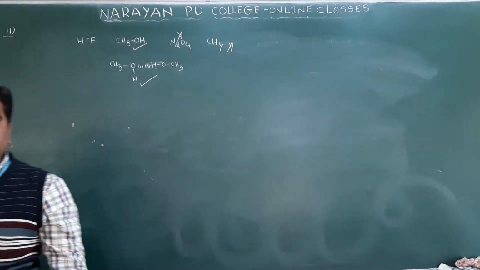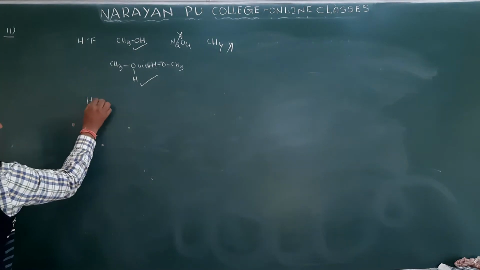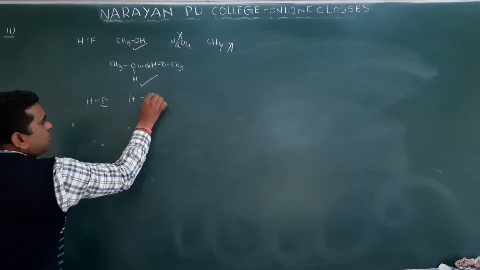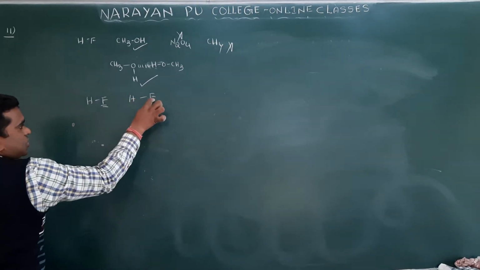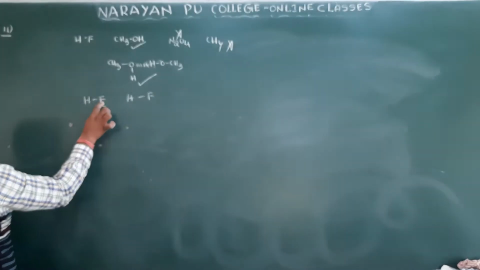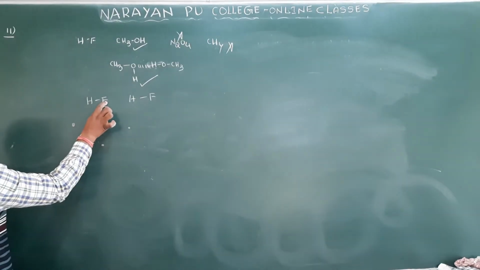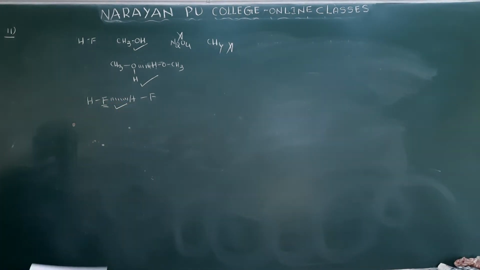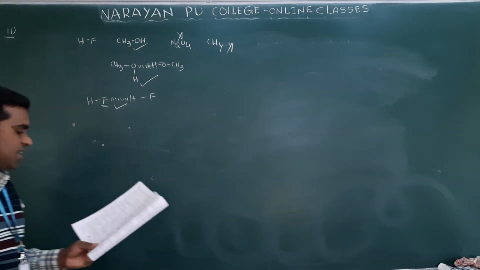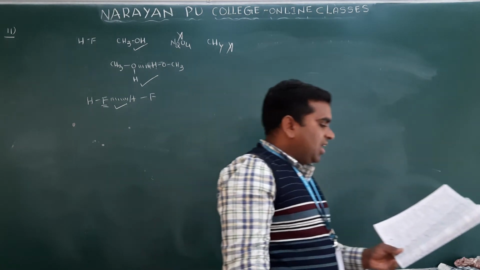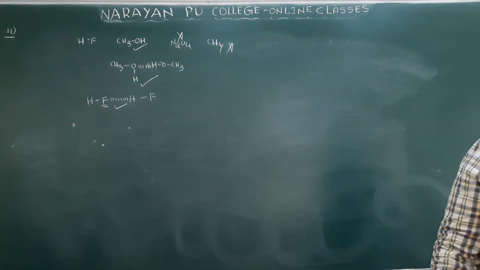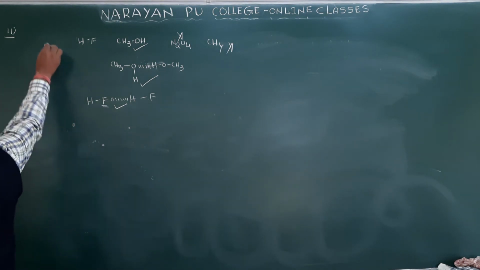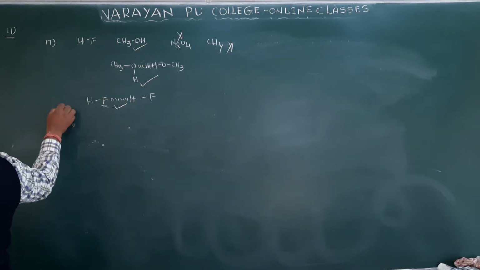HF also: fluorine is a highly electronegative atom. Hydrogen is present, and that hydrogen is attached to a highly electronegative atom, and here also a highly electronegative atom is present. So there is a chance of hydrogen bonding. That's why both HF and CH3OH will have significant intermolecular hydrogen bonding. So question 17, option 3 is correct.